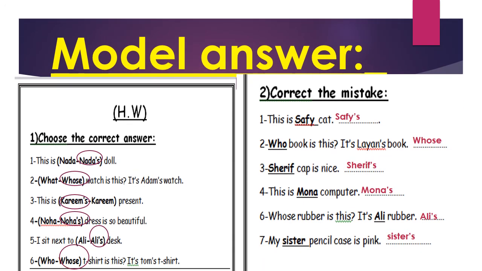Our model answer. Okay, for choose the correct answer, number 1, Nada's. Number 2, whose. Number 3, Karim's. Number 4, Noha's. Number 5, Ali's. Number 6, whose. Okay, question number 2, correct the mistake. Number 1, Sophie's. Number 2, whose. Number 3, Sharif's. Number 4, Mona's. Number 6, Ali's. Number 7, sister's.